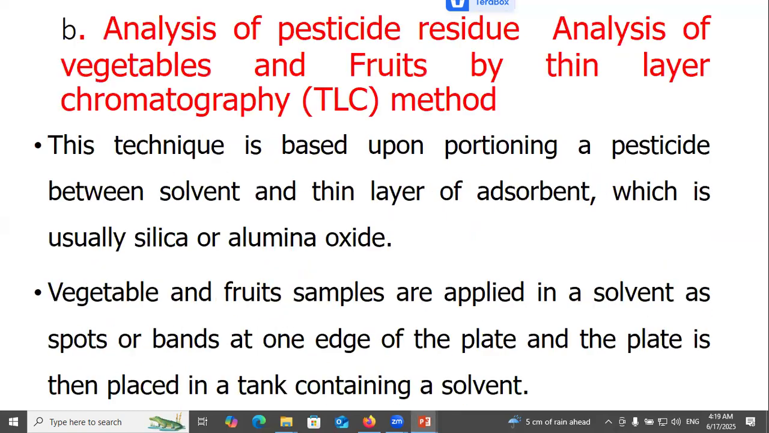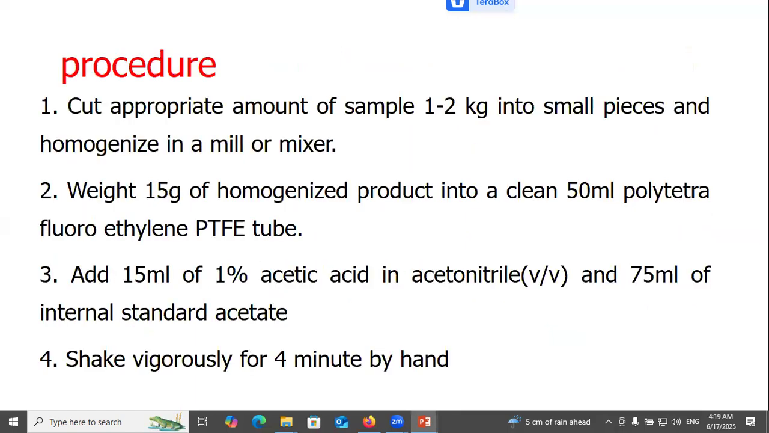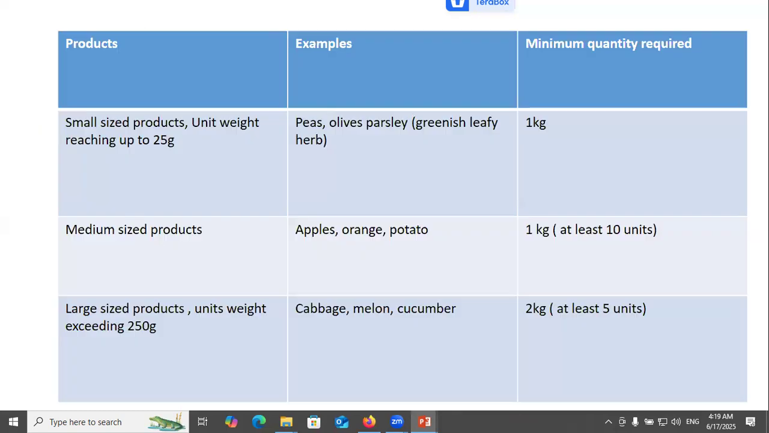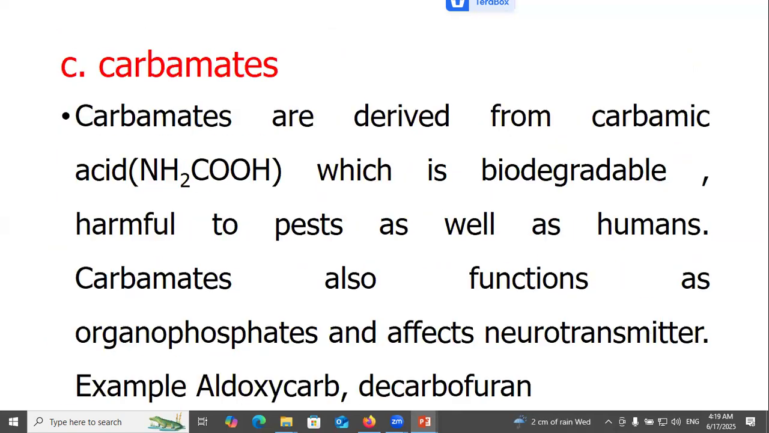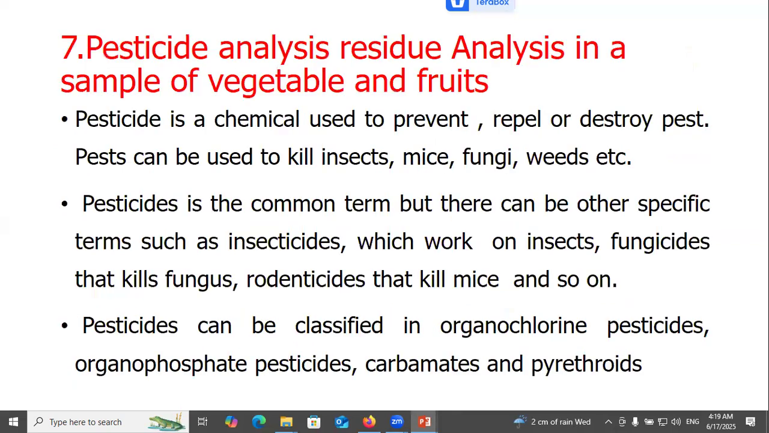Okay, it's all about pesticide residue analysis in a sample of vegetables and fruits.